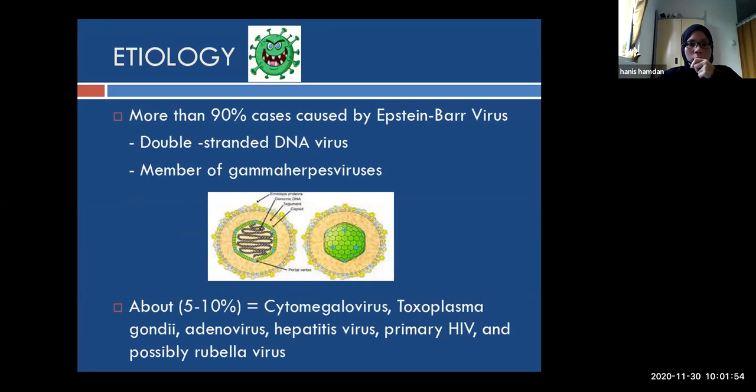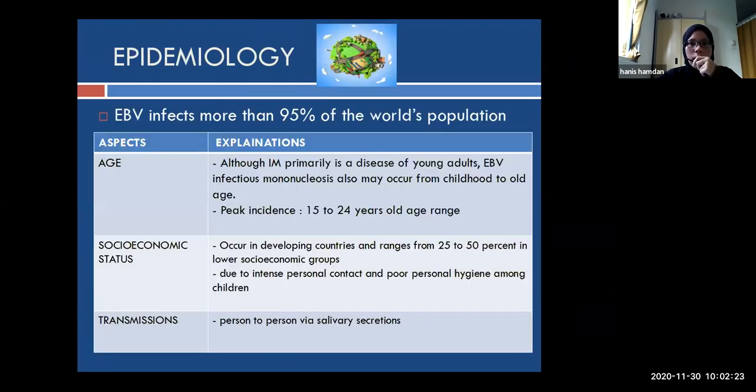Next is etiology. More than 90% of cases are caused by Epstein-Barr virus. Epstein-Barr virus is a double-stranded DNA virus. It is also a member of the gamma herpesvirus. About 5 to 10% of infectious mononucleosis cases are caused by cytomegalovirus, Toxoplasma gondii, adenovirus, hepatitis virus, primary HIV, and possibly rubella virus.